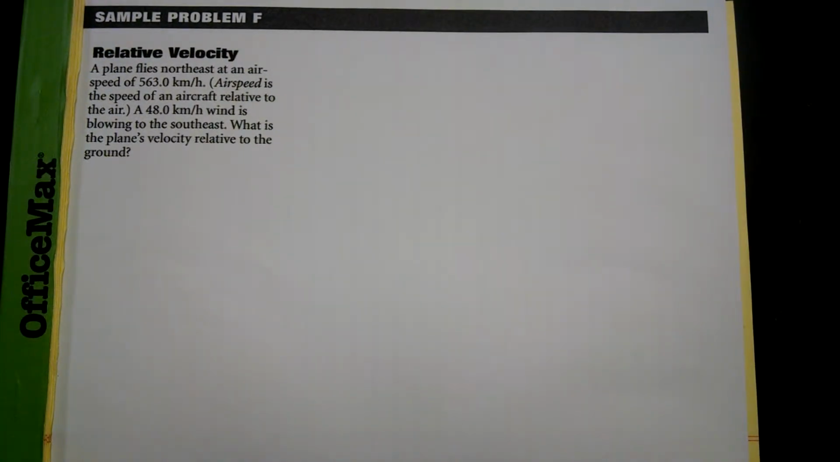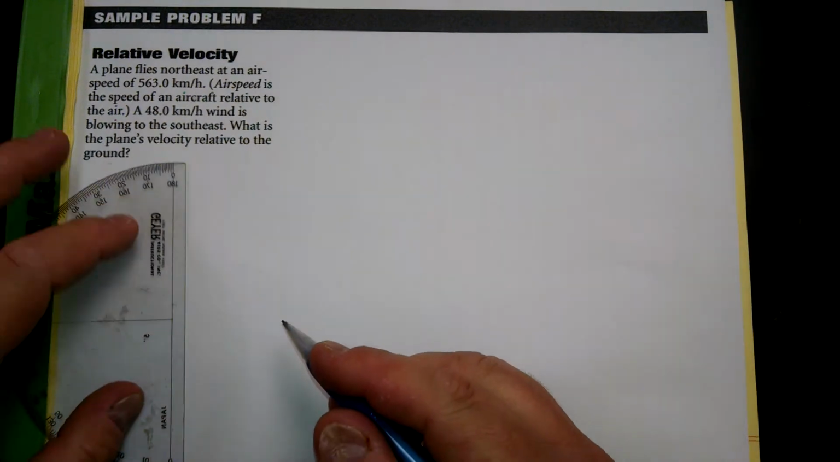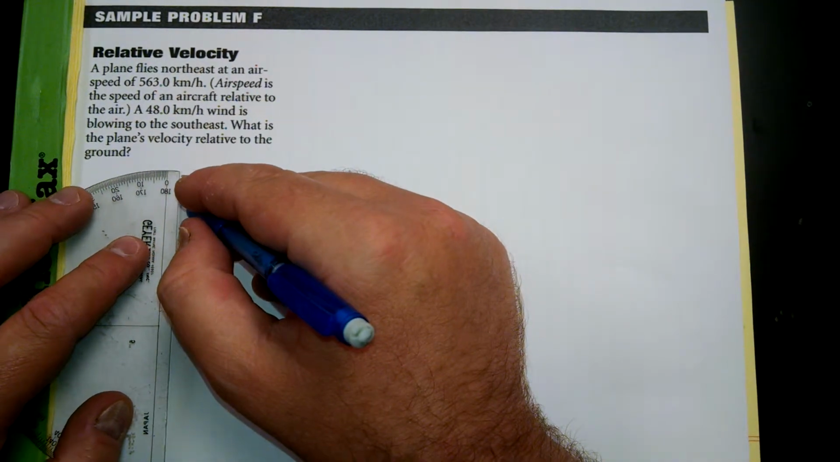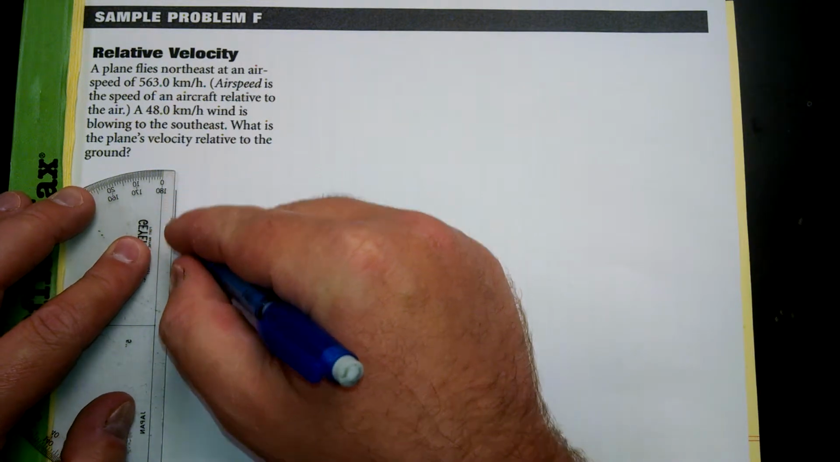Okay, now we're going to talk about a bit more real-world problem using vectors, talking about relative velocity. Now, in this particular case, we've got a plane that is flying northeast at an airspeed of 563 kilometers per hour, and we've got a wind that is blowing to the southeast at 48 kilometers per hour. So what's happening in this problem is that while the airplane is flying in one direction, the wind is pushing the airplane off course.